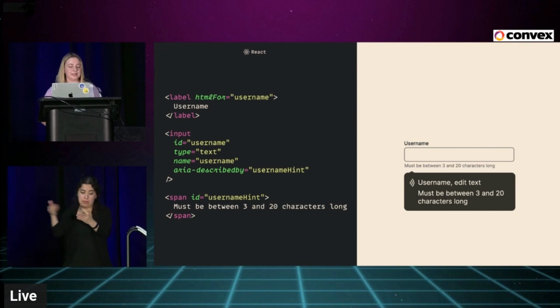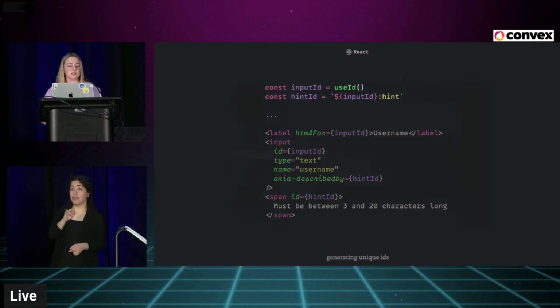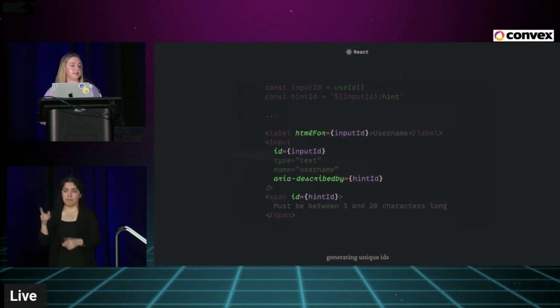But IDs also need to be unique on the page, and therefore it can sometimes be a little bit challenging to always come up with new IDs. To make it easier, React has a really handy hook called useId, so you can just use it to generate unique IDs, like so, and then connect different elements together within your HTML.